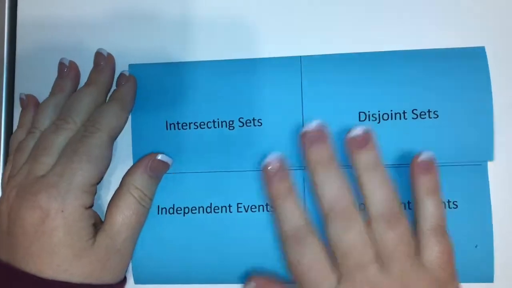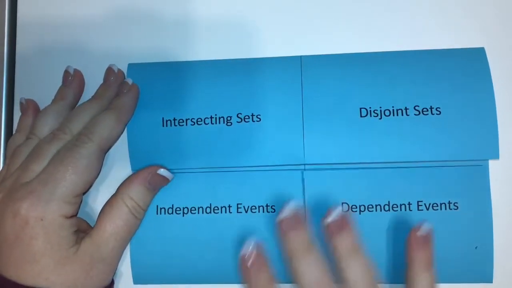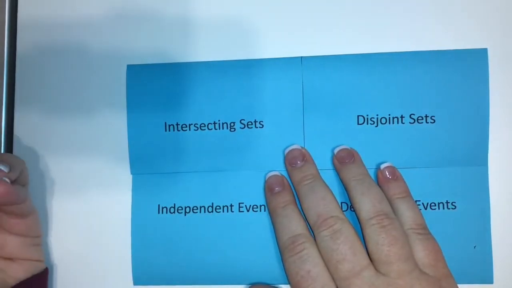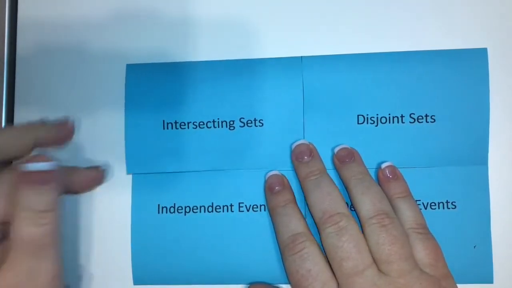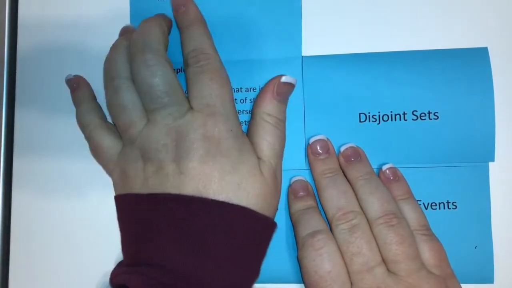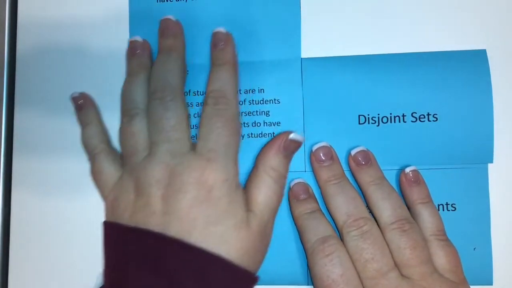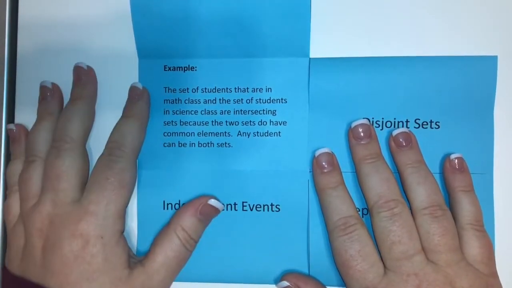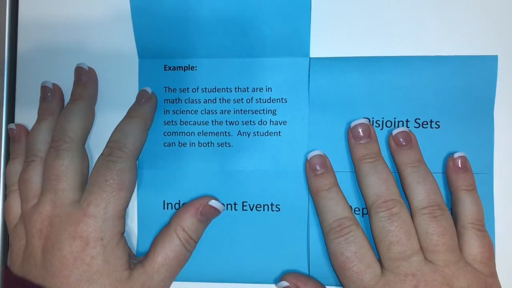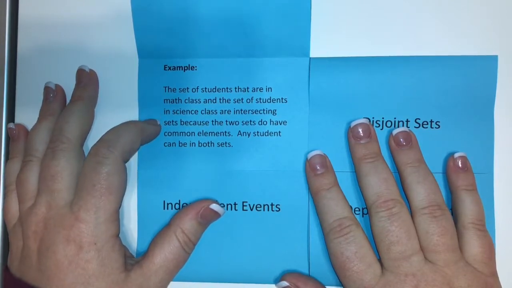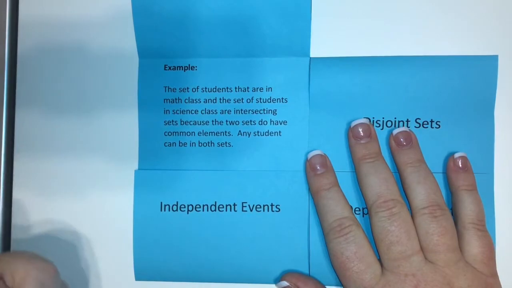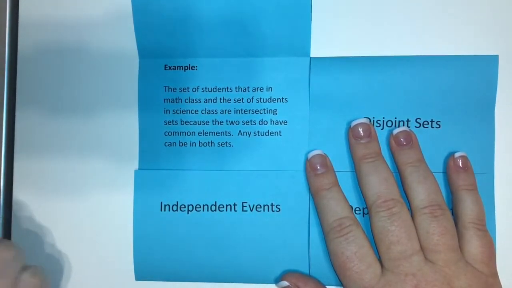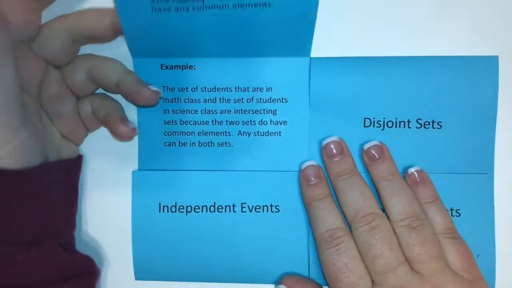So we have different types of sets, and then we also have different types of events. Intersecting sets and disjoint sets, that has to do with what set the element is a part of. So an intersecting set, two or more sets are intersecting if they have common elements. So our example in here, the set of students that are in math class and the set of students in science class are intersecting sets because the two sets could have common elements. We can have a student that is both in math and also in science class.